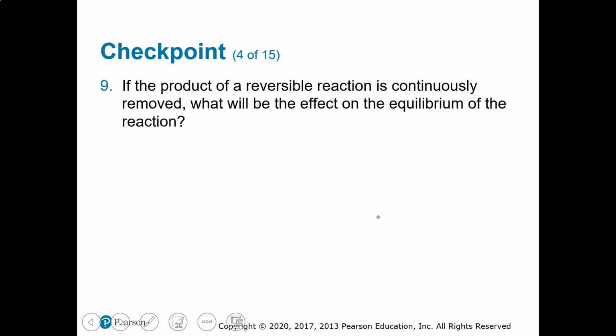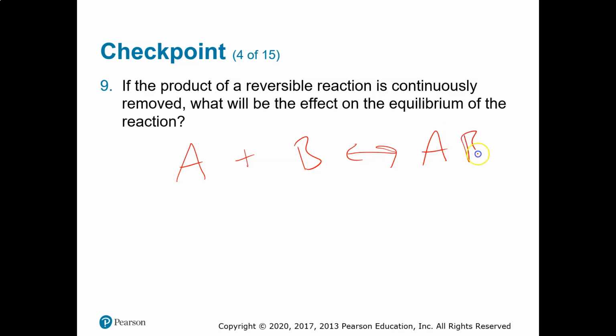If the product of a reversible reaction is continuously removed, what will be the effect on the equilibrium of the reaction? So if we've got this chemical reaction where A plus B forms AB, or AB can break down and form back into A plus B. If we keep removing AB, then this reaction is going to continue forming AB. So it will remain in equilibrium. So the reaction is going to go to the right, is how we say it.